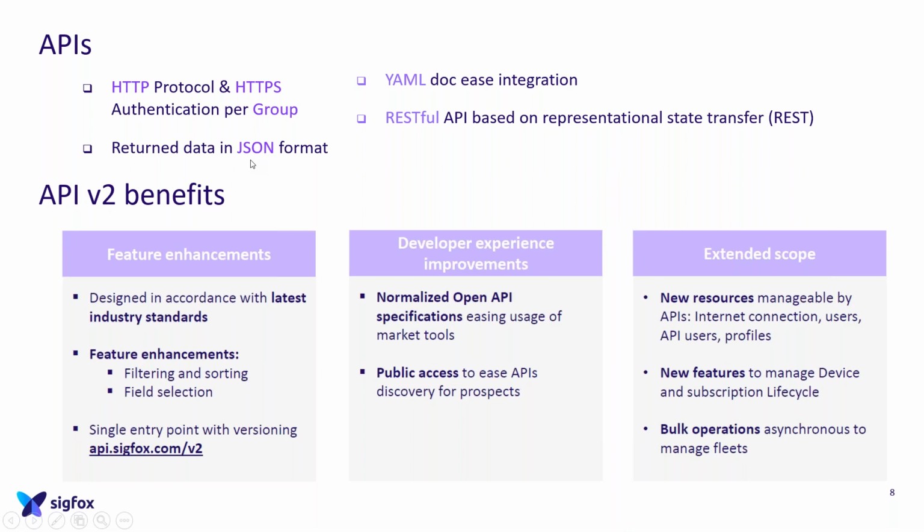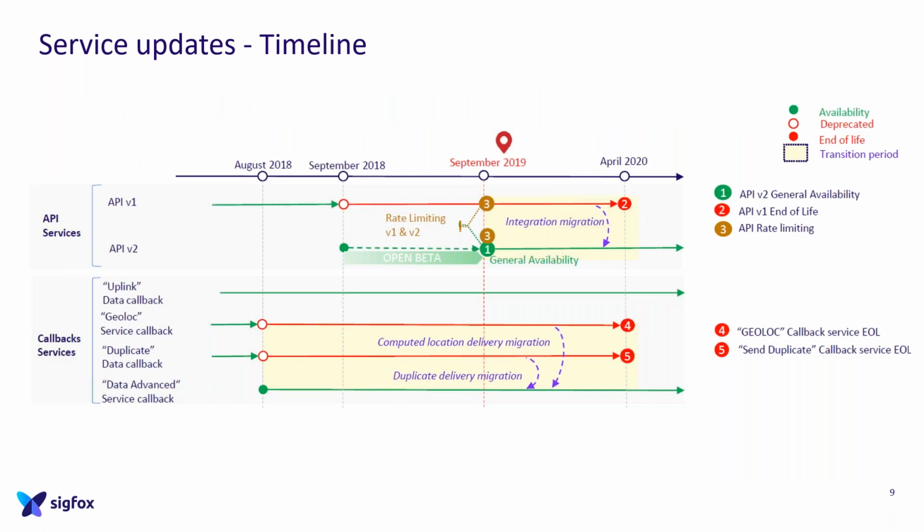This month is also the release of the API v2 general availability. I've put here some improvements that we've made on this API set. Then let's check a little bit the timeline. API v1 is now deprecated and will reach end of life in April 2020, which means that every customer has to move to API v2 before this date. The sooner the better.